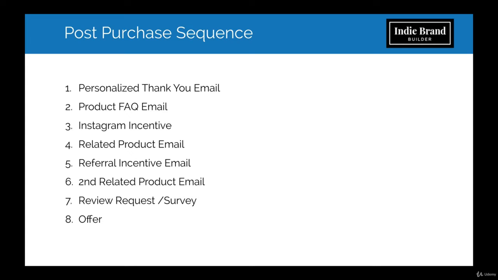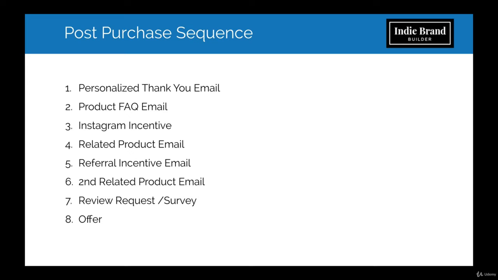The first is going to be a personalized thank you email that's sent a day after their order. The second is going to be a product FAQ email that's timed to arrive just before their products arrive. The third is going to be an Instagram incentive email, or it could be any social network that you find most valuable for your products, and you're going to encourage people to share your product. The fourth will be another related product email. So this is essentially an upsell email. You're trying to get them interested in other products from your product line.